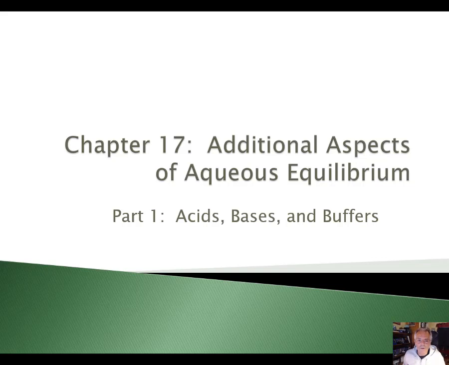Well, welcome to Chapter 17, the introduction to additional aspects of aqueous equilibrium. We're going to talk some more about acids and bases and how you can combine weak acids and weak bases to make what we call buffer systems. Buffer systems are very special systems, important in biology, important in all aspects of chemistry. What buffers do is they resist changes in pH, and we're going to learn how that works.